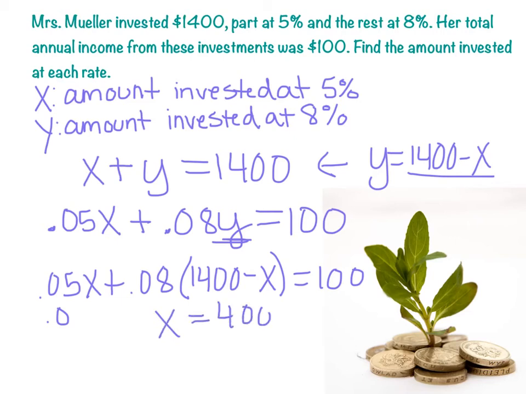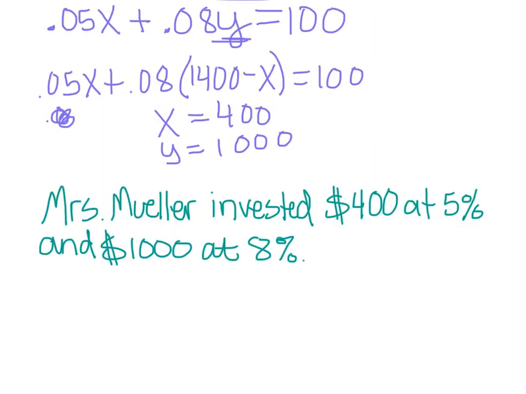You guys don't want to see me do all those computations. You believe me, right? X is 400. All right, so now I need Y. Well, I know that X plus Y has to add up to 1,400, so therefore 1,400 minus 400 gives me a Y of 1,000. And if you got this far, you'd get most of the points, but I still need that sentence that answers the question. Mrs. Mueller invested $400 at 5% and $1,000 at 8%.